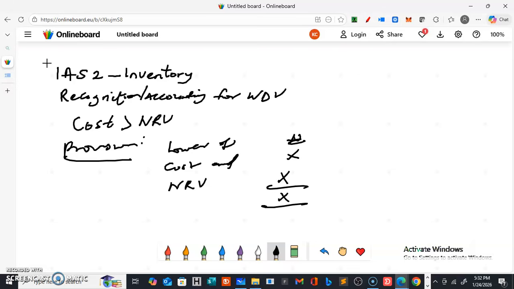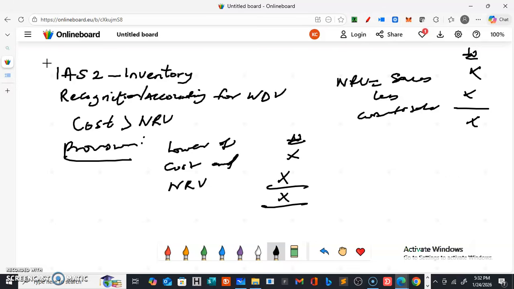Now, for us to be able to get the NRV, based on our previous video, you can check the link. So our NRV equals selling price less cost to sell. Kindly have this at the back of your mind. This is not difficult. So what we are saying is that where the cost is higher than this NRV, then we're going to have a written down value.